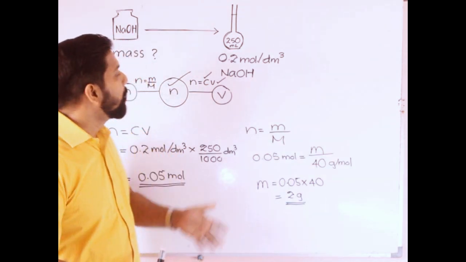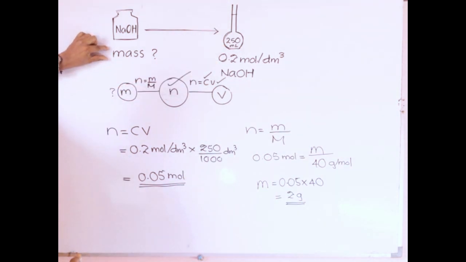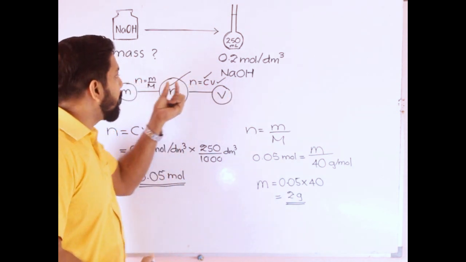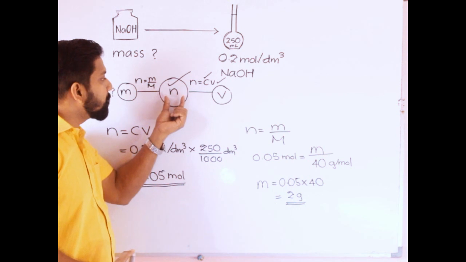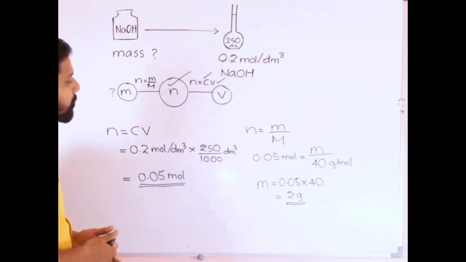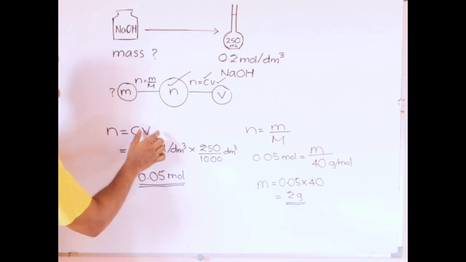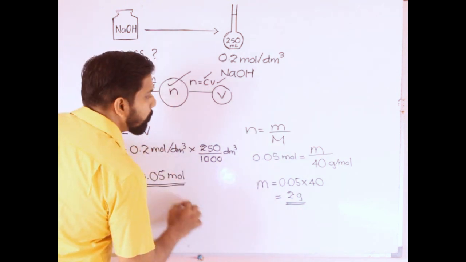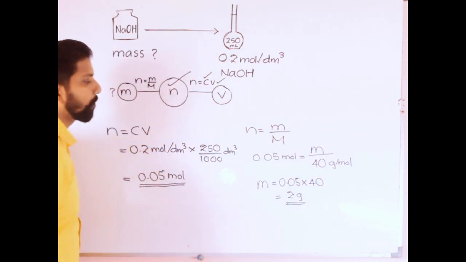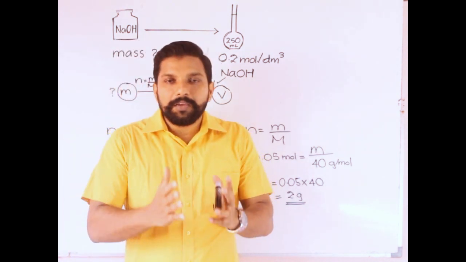Very simple. You are given the concentration and the volume. You are asked to find the mass. Since we know n equals CV, we find the moles first. And the number of moles is connected to the mass through this equation. Therefore, I can find the mass. So my first step was to find the number of moles using C and V, and then use those moles here in order to find the mass of sodium hydroxide. So now you know how to prepare a solution with a given concentration.